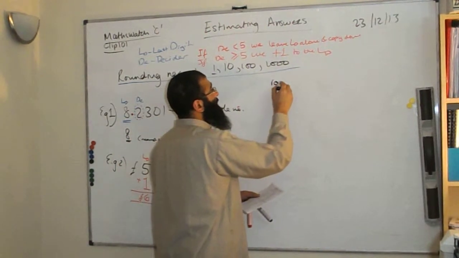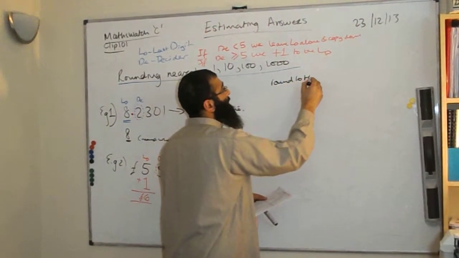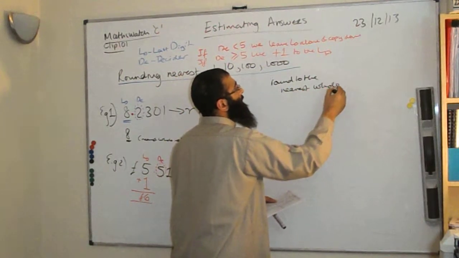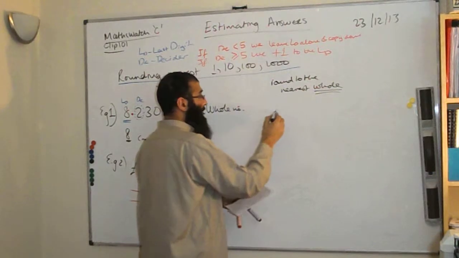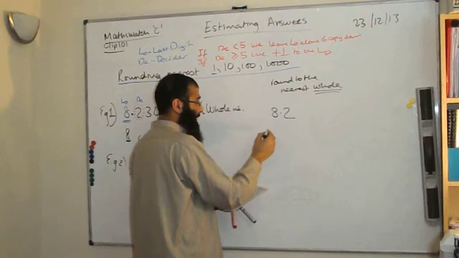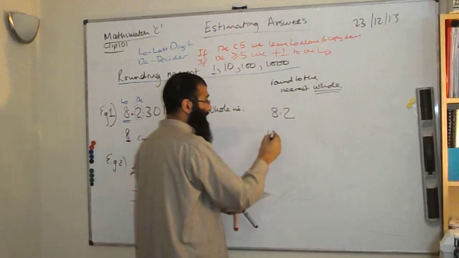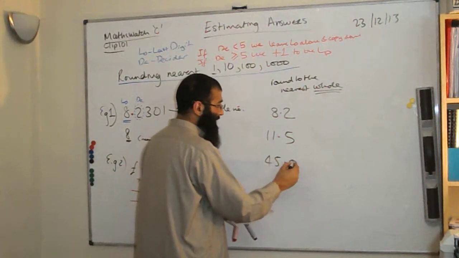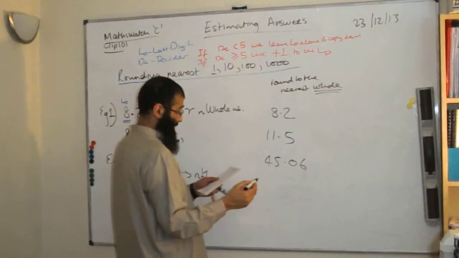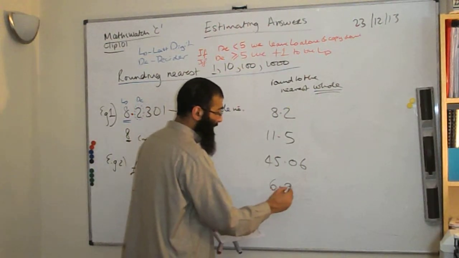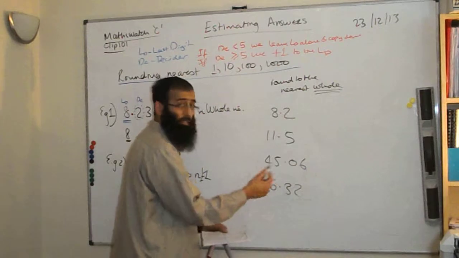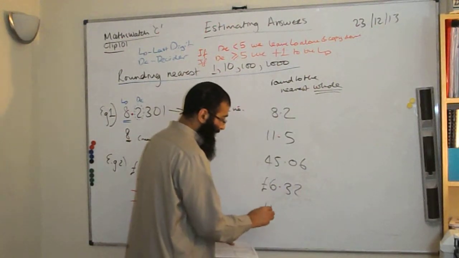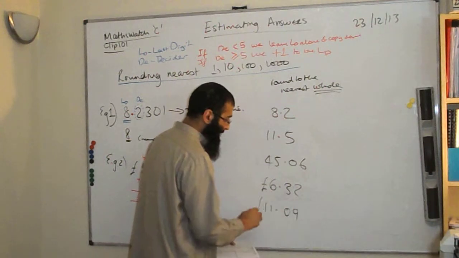So round to the nearest whole. Right, so here we go. We have 8.2. Okay, Mr. Hassan gets cracking on that question. 11.5. 45.06. Okay, £6.32, in the context of pounds, so round to the nearest whole pound. Okay, and £11 and 9 pence.